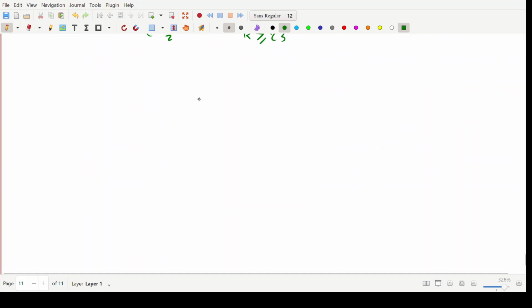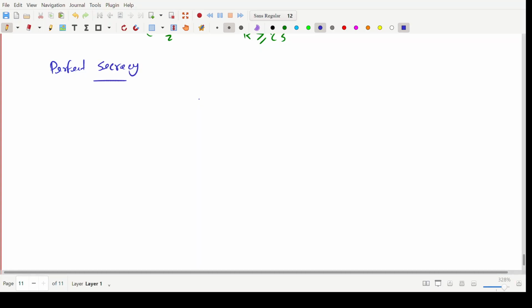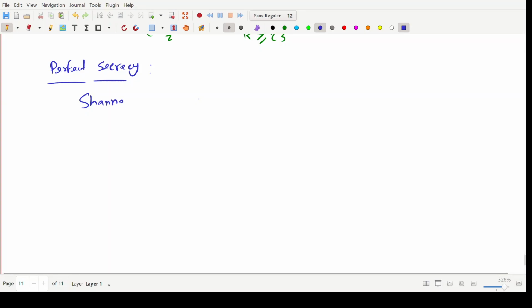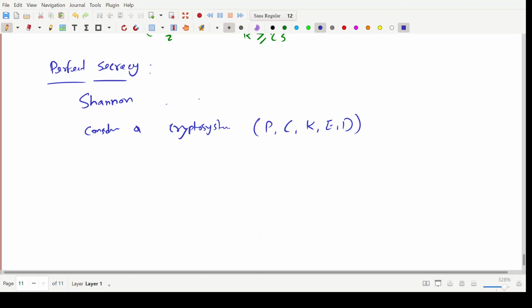So the next thing is perfect secrecy. Perfect secrecy was proposed by Shannon. Consider a crypto system (P, C, K, E, D), where P is the plaintext space, C is the ciphertext space, K is the key space, and E and D are the encryption and decryption functions.